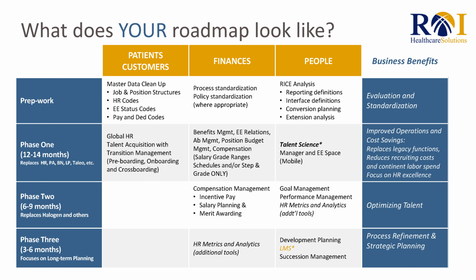Everything you do falls into these 3 categories. It affects how patients or customers, it affects our finances, and it affects people in your organization. So keep that perspective when planning your roadmap components. The patients, the finance, the people.